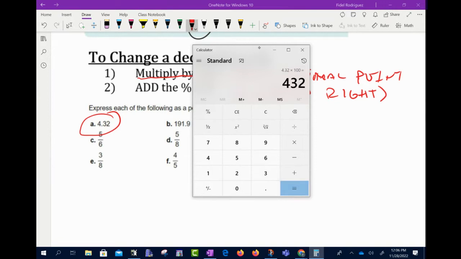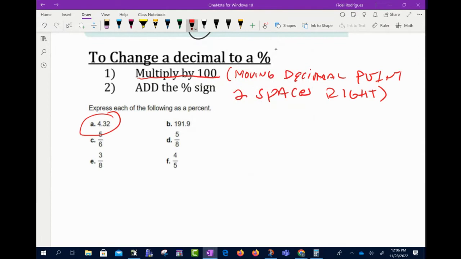If I don't see it, y'all, it's always understood to be at the end. So look where the decimal used to be. It used to be between the 4 and the 3. Now it's over here. So my answer here would just be 432%, okay? And I'm just going to go through each of these problems, y'all. Part B, if I move my decimal 2 spaces to the right, 191.90%, okay? I'm just moving my decimal 2 spaces to the right.